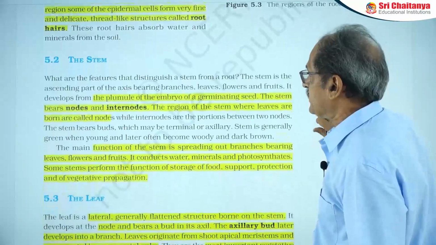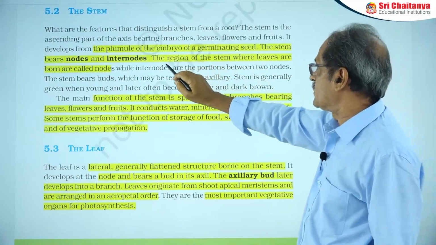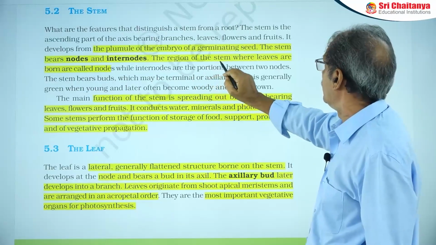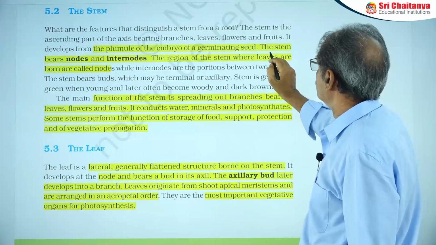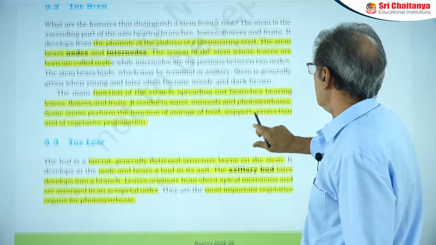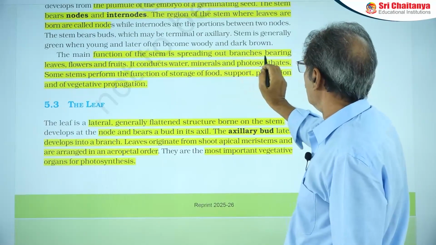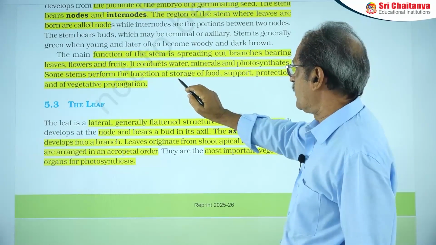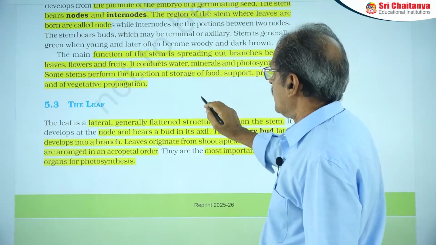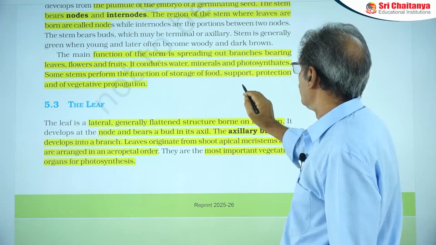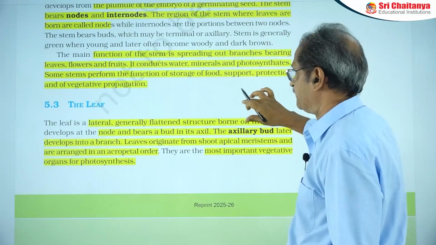And next, this is the stem. The structure of the stem: nodes and internodes are generally present, and the plumule of the embryo directly develops into the shoot system. And these are its functions. The stem spreads out branches bearing leaves, flowers and fruits. It conducts water, minerals and photosynthate. And some stems perform the function of storage. For these there are modifications. That is the stem.